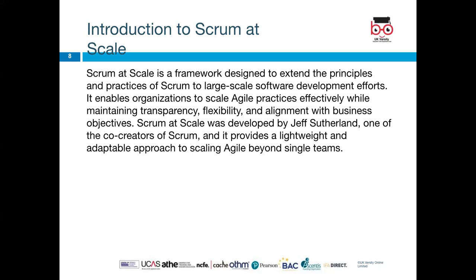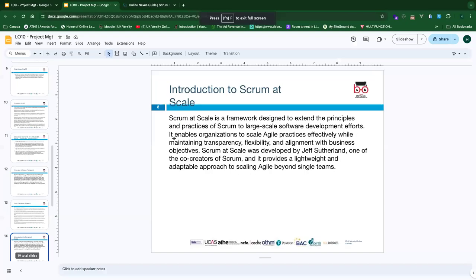So, the last indicative content is Scrum at Scale. Scrum at Scale is a framework designed to extend the principles and practices of Scrum to large-scale software development efforts. It enables organizations to scale agile practices effectively while maintaining transparency, flexibility, and alignment with business objectives. Scrum at Scale was developed by Jeff Sutherland, one of the co-creators of Scrum, and provides a lightweight, adaptable approach to scaling agile beyond simple teams.